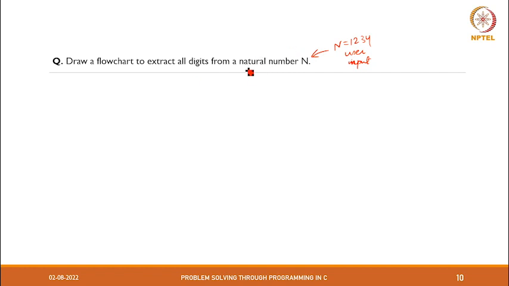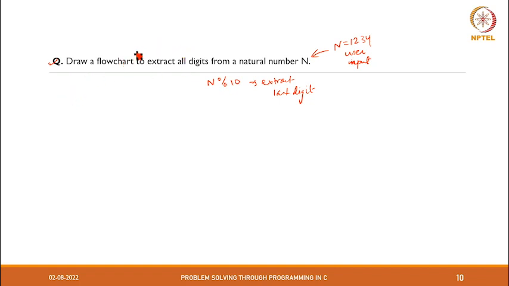So try to figure this out. It has something to do with n percentage 10, as that is the way to extract the digit. You can extract the last digit using this n percentage 10, and somehow you will do some operations to reduce this number. So try to think of the solution yourself. We'll probably, if we have time, discuss this in the next class. But I think you should be able to.